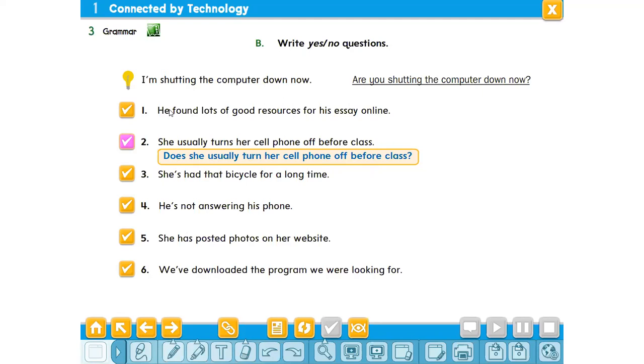Mishal, guys, didn't find any auxiliary verb, and he said the verb found is the past of find. When we have a past verb we need did, so he used did and changed the verb found into the bare infinitive, find. So as Mishal said, did he find lots of good resources, and so on. Okay, thanks Mishal. Number 3 or 4 or 5 or 6, guys, who's ready?